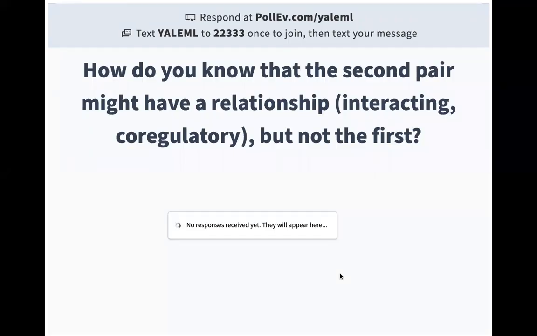Here's a poll question. How do you know that the second pair that I showed you in the previous slide might have a relationship, but not the first?